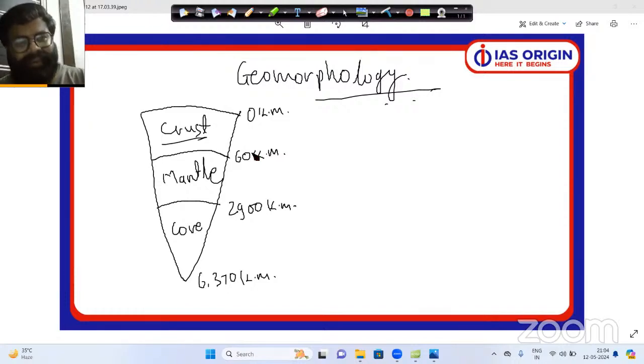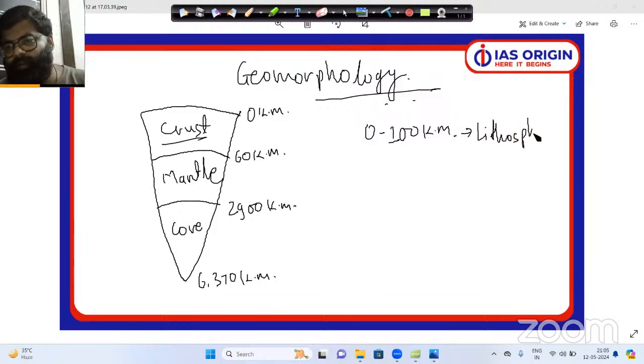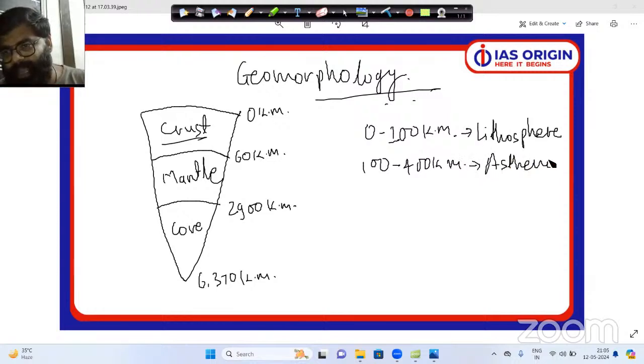Now, when we study the mechanical layers completely, only after that will you be able to understand what we actually mean by endogenic forces. Please try to understand, guys. Where you are standing or sitting right now is 0 kilometer. After 0 kilometer, if you go down to 100 kilometer, this depth of 0 to 100 kilometer is known as the lithosphere. And then after that, if you go 100 to 400 kilometer, this depth is known as the asthenosphere.